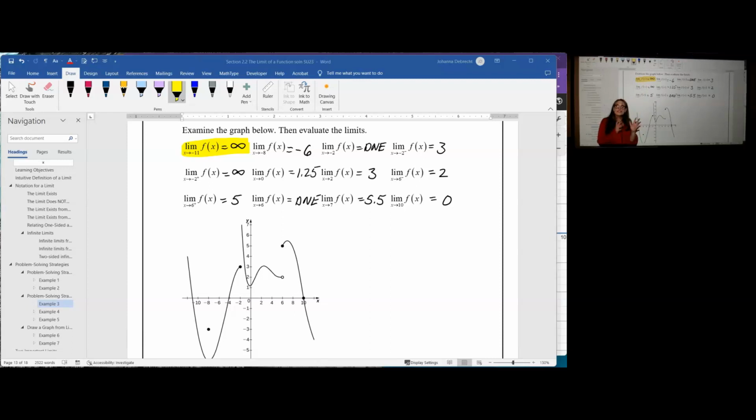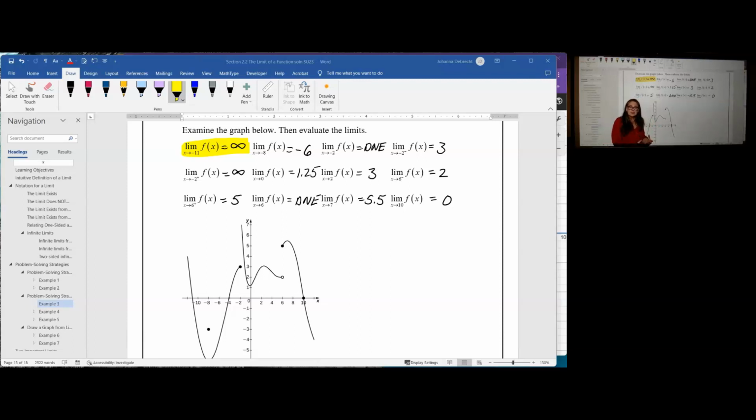Okay, one of the disadvantages of a graph is we can only see the part we can see. We can't predict what we can't see. We also can't get super accurate. I said the limit as x approaches 0 of the function is 1.25, but maybe it's 1.26 or 1.24 or even 1.3, although I don't think it's 1.3. I can't get that accurate. A table would give me a better idea of what the limit value actually is.